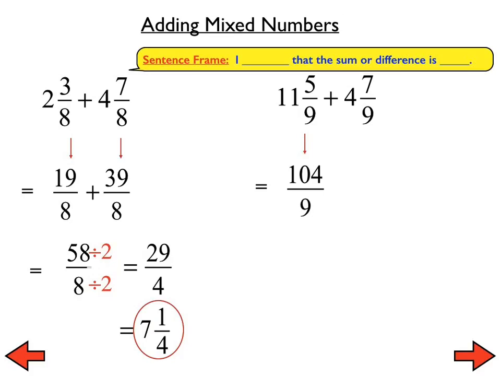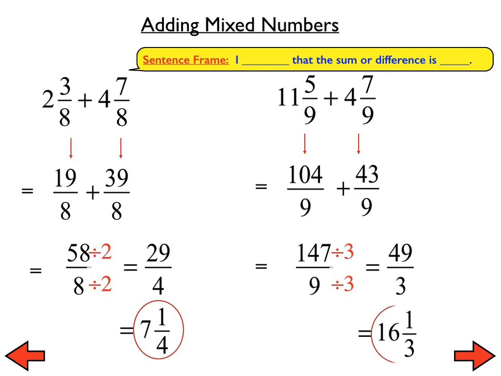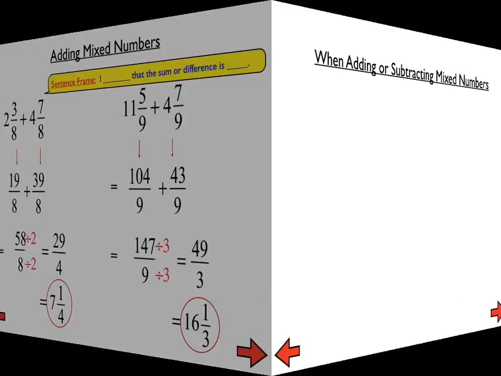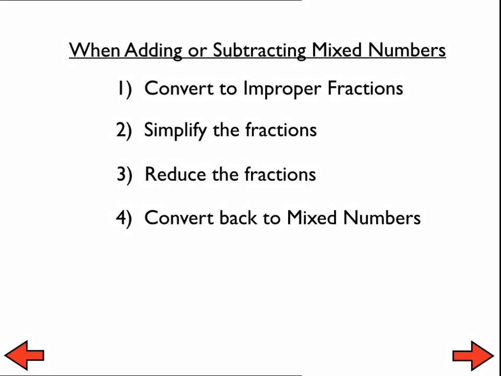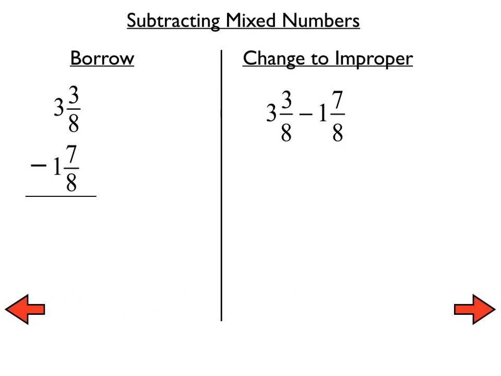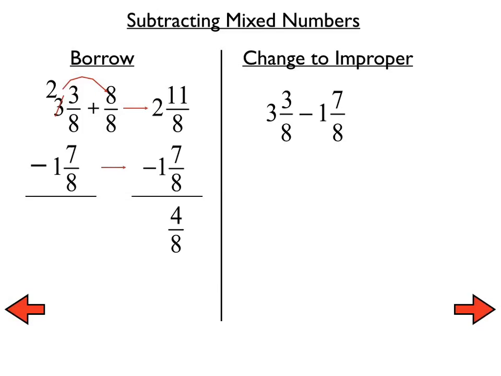The steps are to convert to improper, simplify it, which is add or subtract, then reduce, then change it back to a mixed number. Okay? Again, those steps are convert, simplify, reduce, then convert back. Why do you have to do it this way? Because if you do it the borrowing way, if you want to deal with the whole numbers and then deal with the fractions separately, it's going to get kind of crazy. You have to remember to borrow and borrow correctly and do everything in the right order. And then borrowing doesn't work with negative numbers.